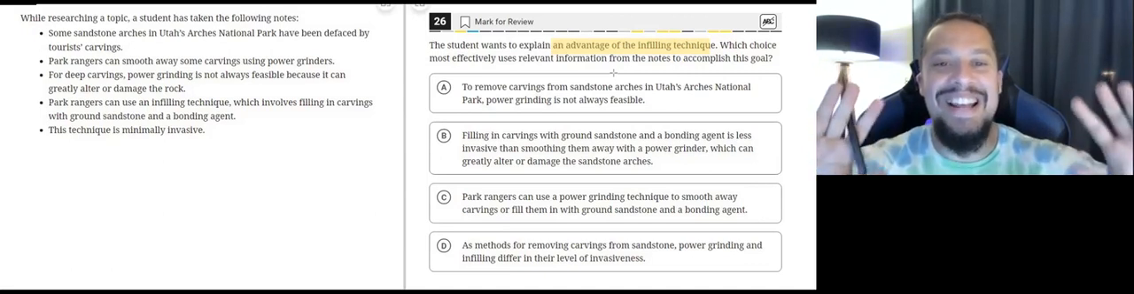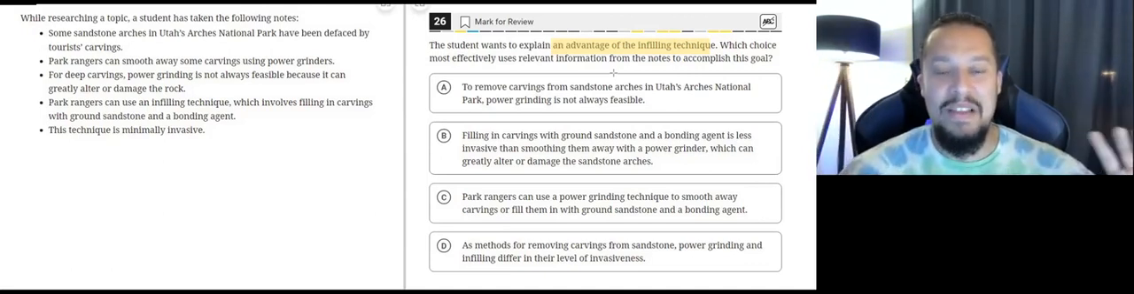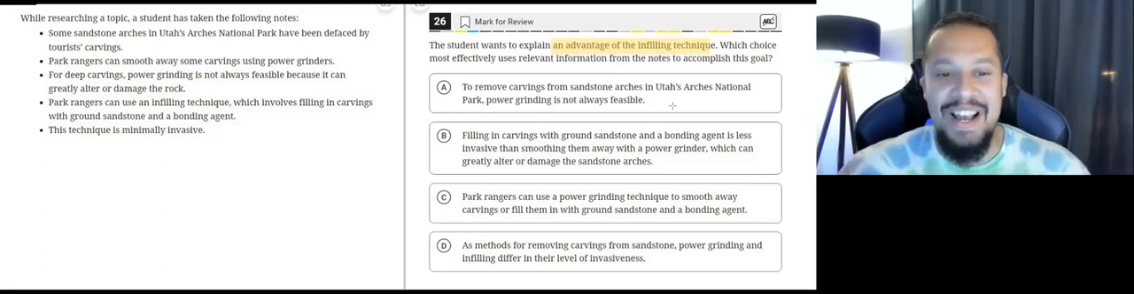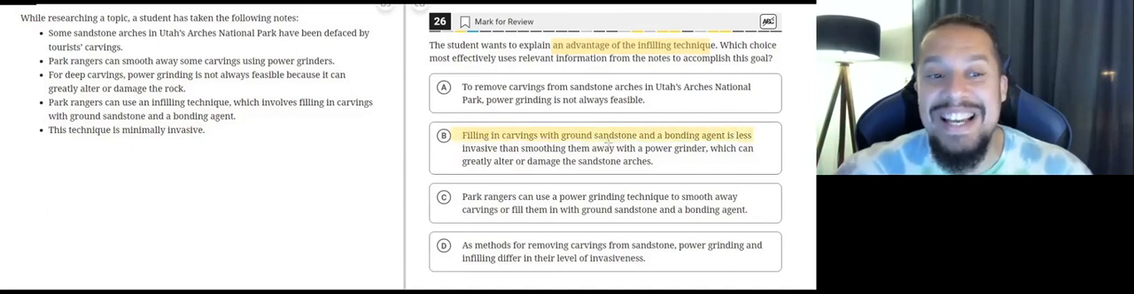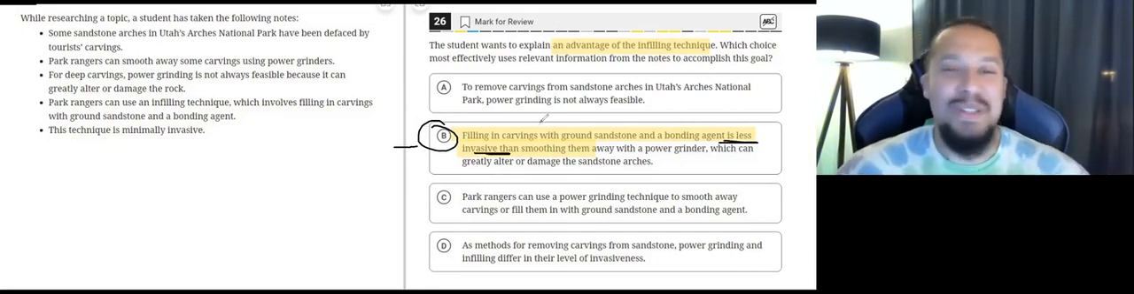this is an advantage. If you go through the answer choices, right, answer B, filling in carvings with ground sandstone and bonding agent is less invasive than smoothing them away. We're going to say answer B because answer B shows us the advantage is less invasive. It's better than smoothing them away. The other answers simply don't show us an advantage.